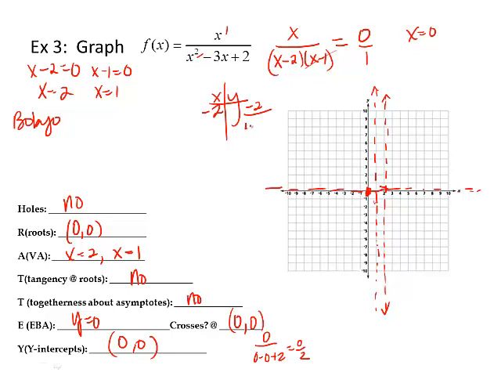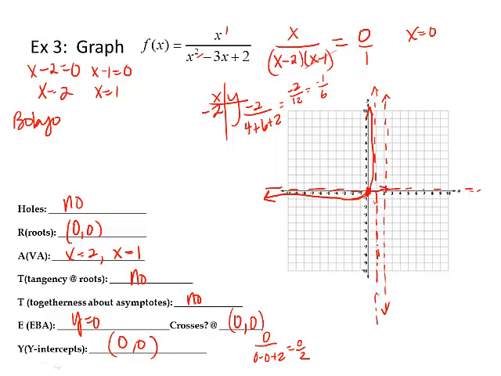Negative 2 squared is 4. Negative 2 times negative 3 is 6, plus 2. So it's negative 2 over 12, negative 1 sixth. So what that tells me is that the y value is down here. Okay? But it's not tangency here. It has to go through this point. So it's going to curve up along the asymptote and go through. All right? That gives me an idea of some things.